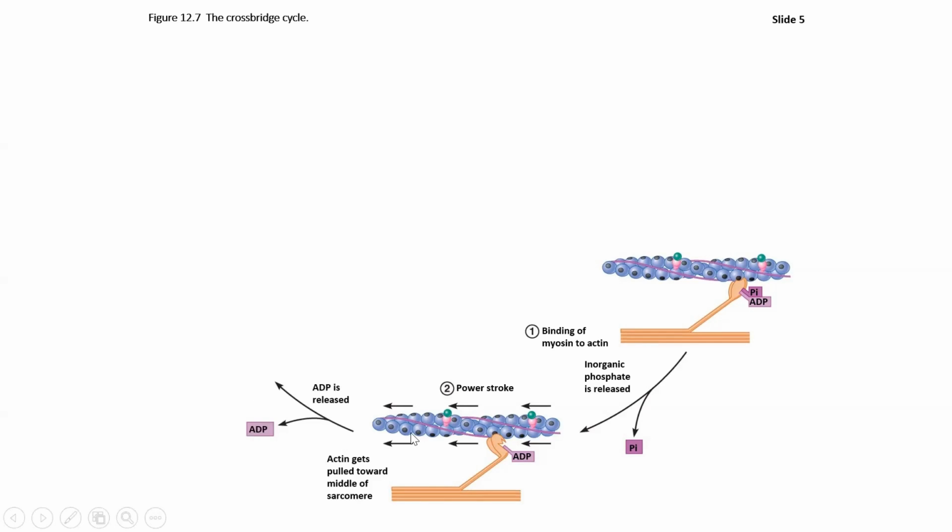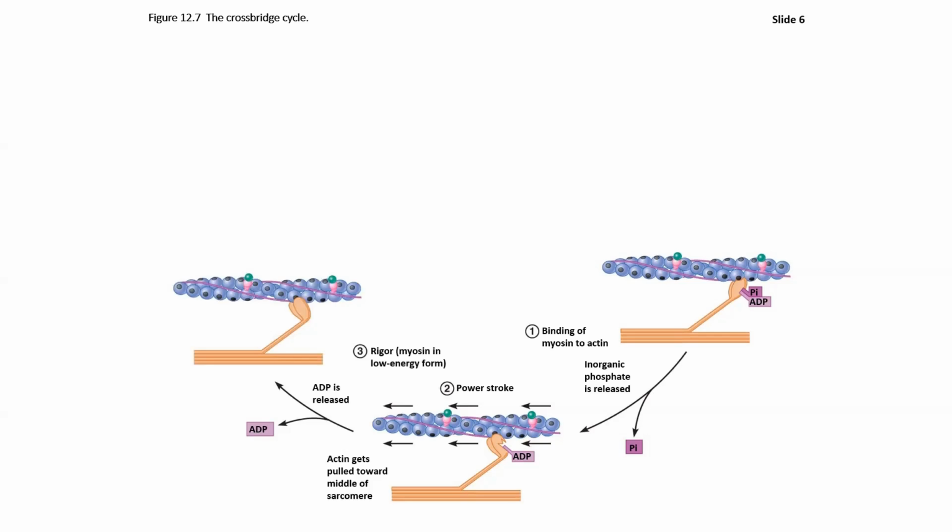Now the ADP is released, so after the ADP comes off, we still have actin bound to myosin. And the reason we still have actin bound to myosin is because we don't have ATP on there yet. We talked about this myosin head being in two states. The high energy state is when it has this ADP and this inorganic phosphate, but the low energy state is when it has ATP bound. And until we get a new ATP molecule here, this myosin head is going to remain tightly bound to this actin filament. And this is where we get the concept of rigor.